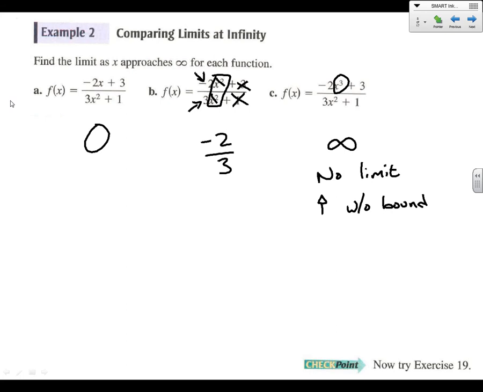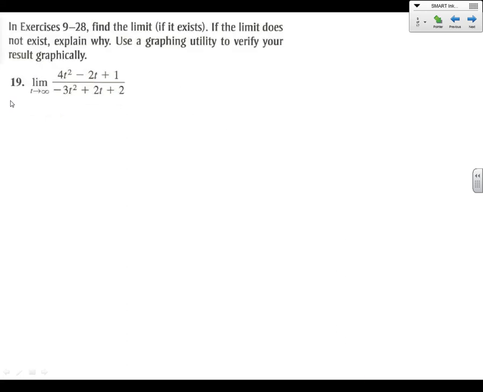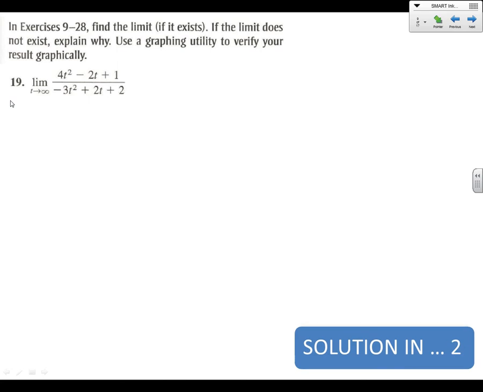All right, and so same thing. Exercise 19. See if you can figure out what the limit here is.